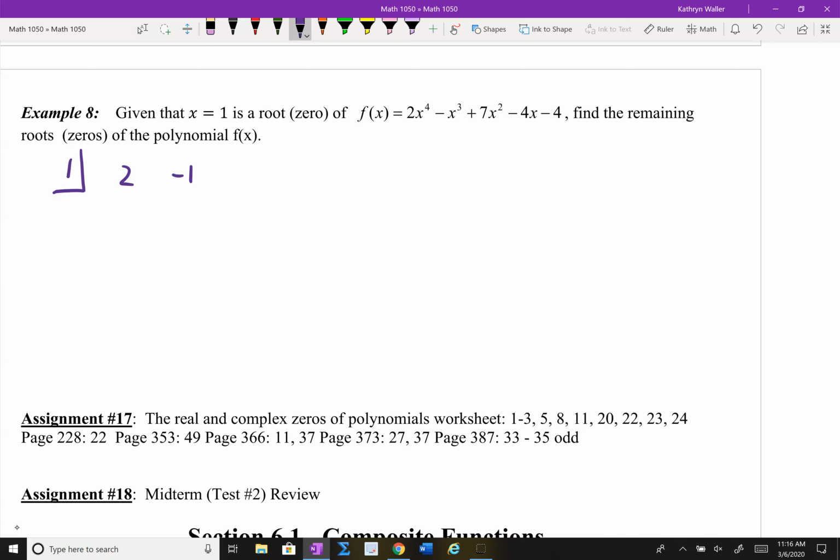I'm not missing anything. And as soon as I write this down, I say to myself, I should not get a remainder, okay? 2 comes right down. 1 times 2 is 2. A negative 1 and a positive 2 is a 1. 1 times 1 is 1. 7 plus 1 is 8. 8 times 1 is 8. 8 and a negative 4 is a 4. 4 times 1 is 4, and I have no remainder.